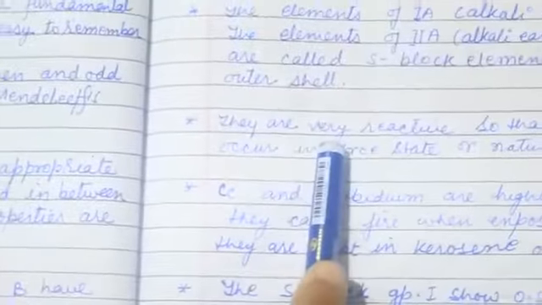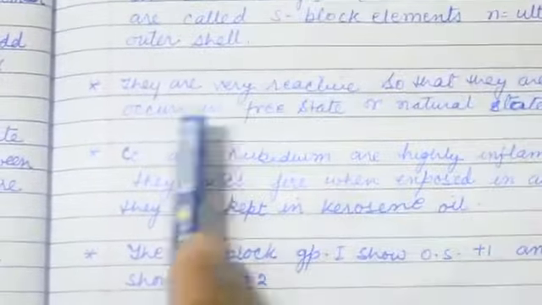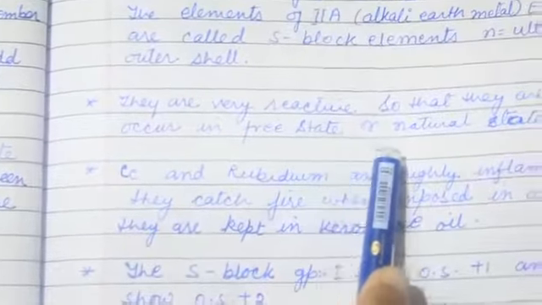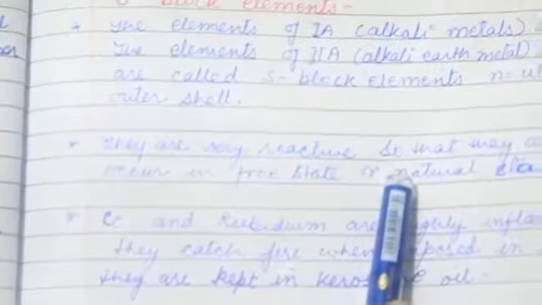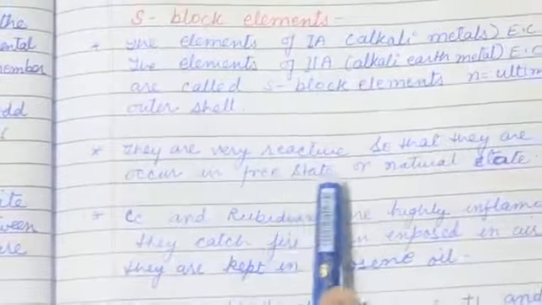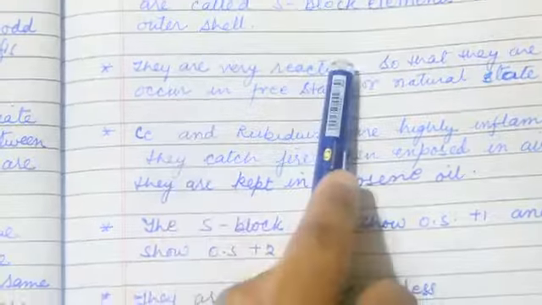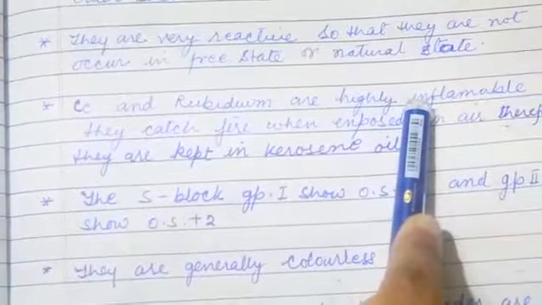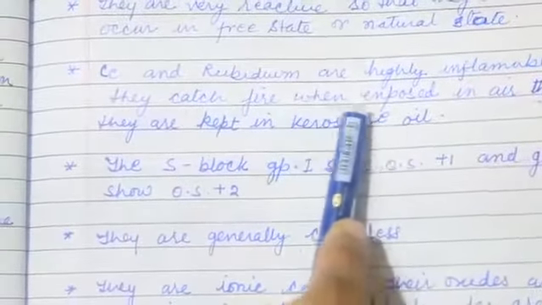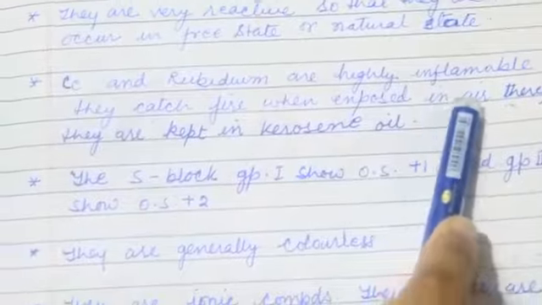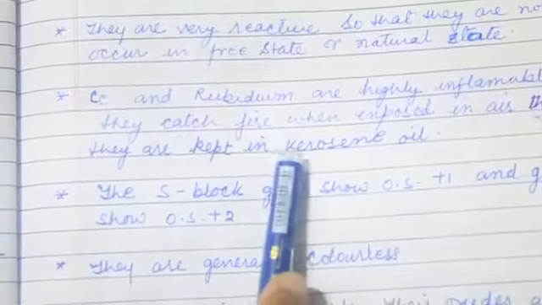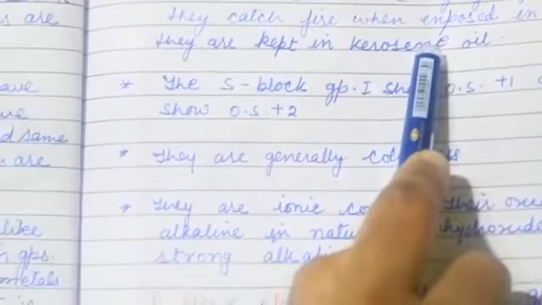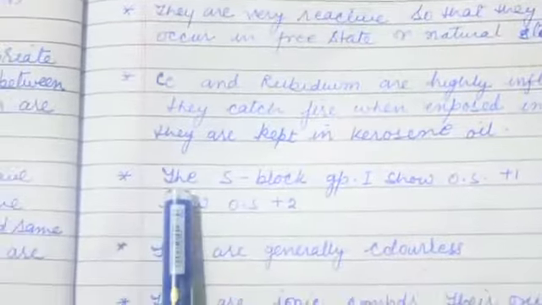Second point, they are very reactive, so they do not occur in the free or natural state. As they are reactive, they get joined frequently with other atoms or elements. Cesium and rubidium are highly inflammable, that is, they catch fire easily when exposed to air. Therefore, they are kept in kerosene oil. The oil does not allow the air to react with rubidium and cesium.